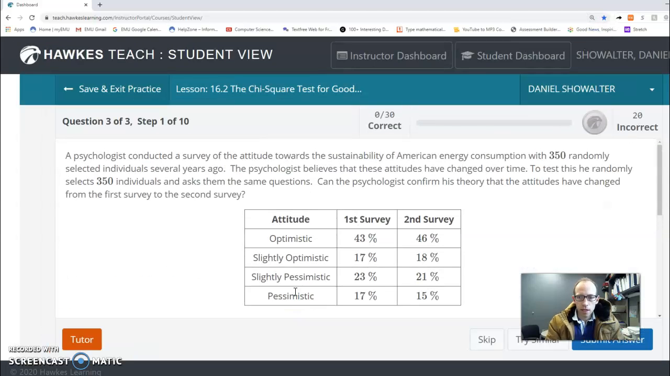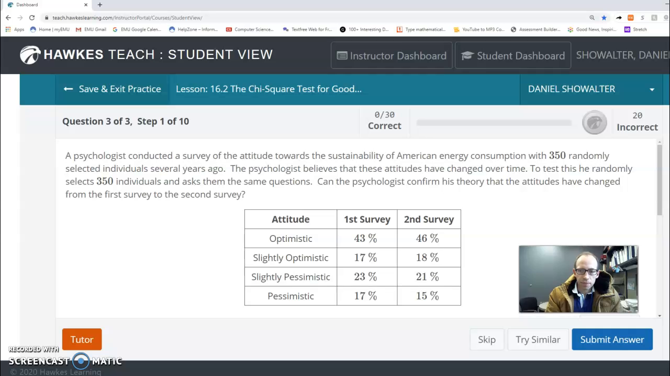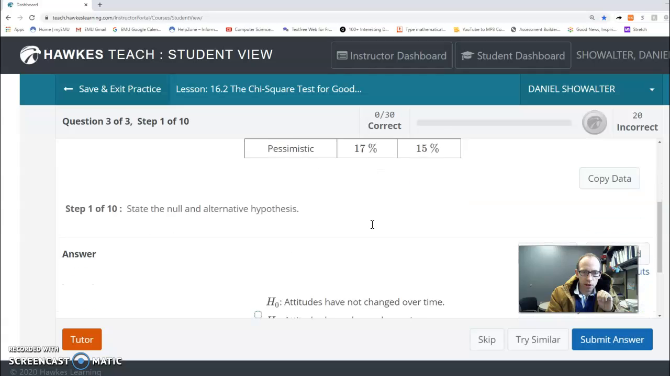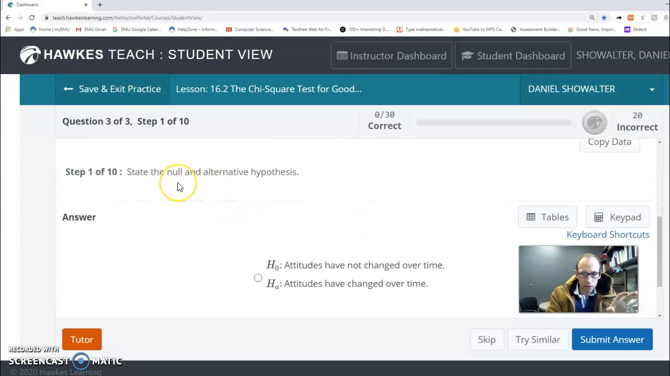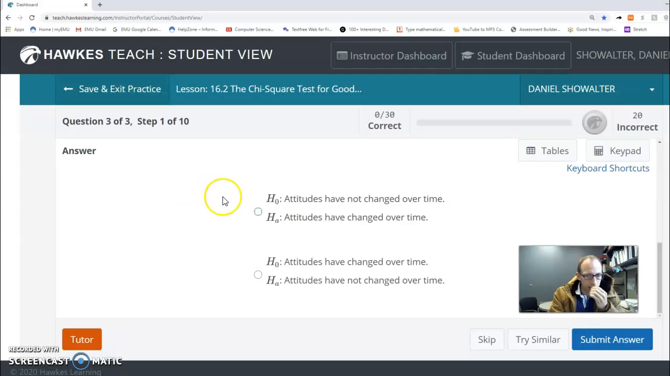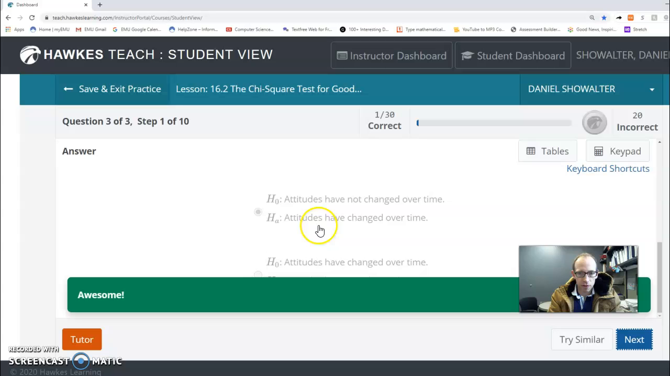Okay, let's take a look at this question here. So we have a goodness of fit test, and these are our null hypothesis proportions here in the first survey. Let me go through the first couple questions; they aren't too bad. Null in general always means nothing. So the attitudes have not changed over time. That's going to be our first answer.